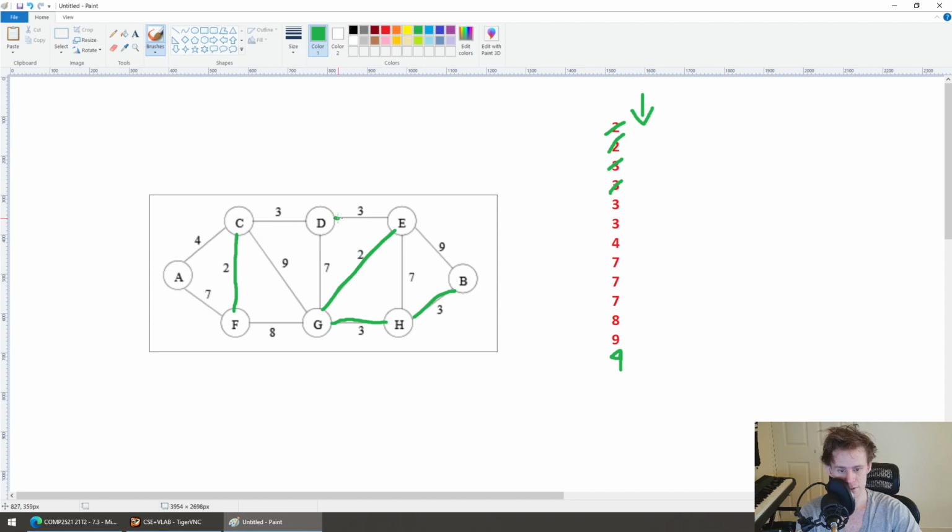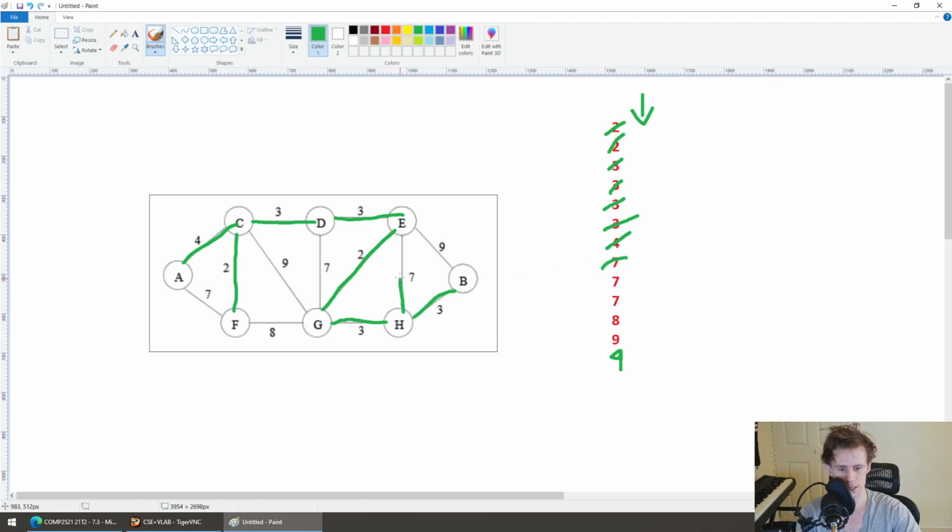I then look at another 3 here. Okay, so that's colored in. I then look at another 3 here. Great. Still no cycles. And then I look at a 4, like here. Great, still no cycles, gotten really lucky. And then I look at a 7. I try and add this one, but you see now we've created a cycle. So I can't add that. That one's no good.